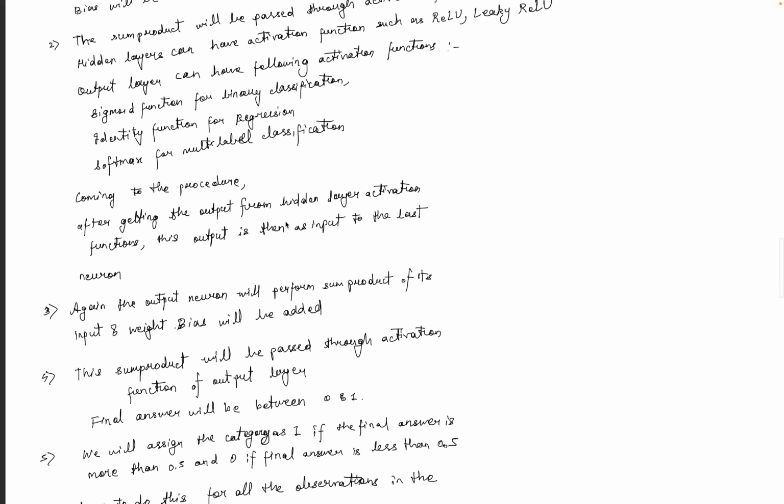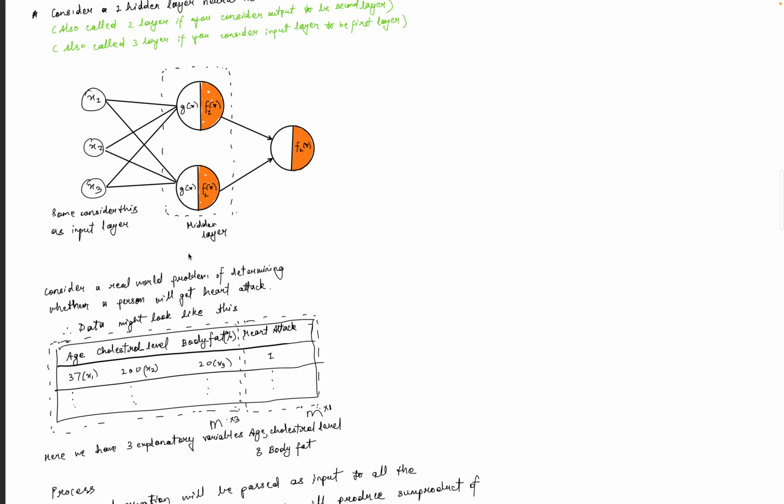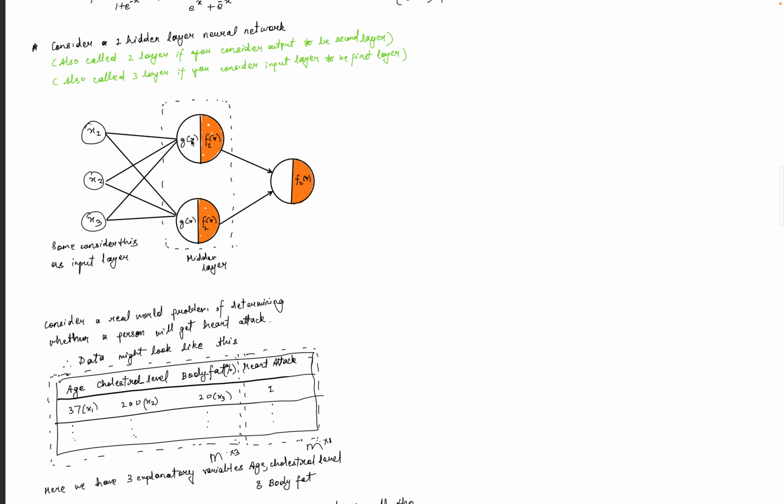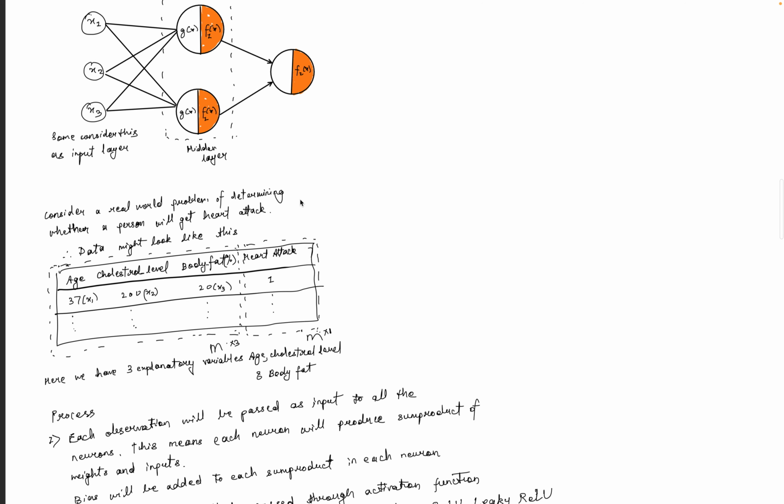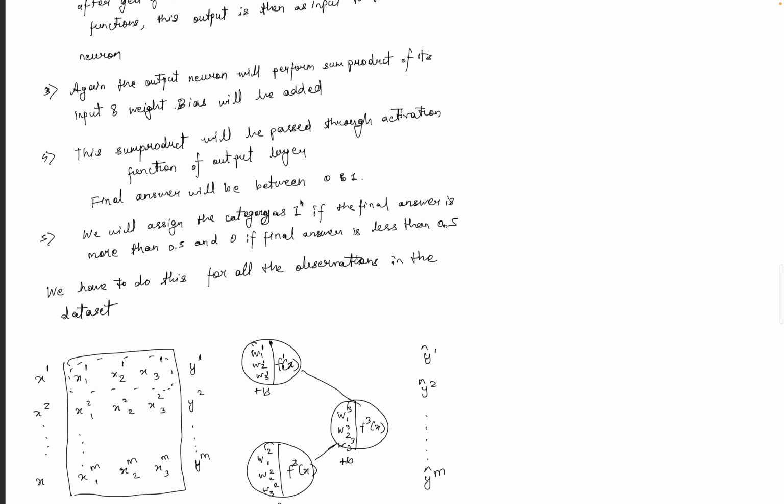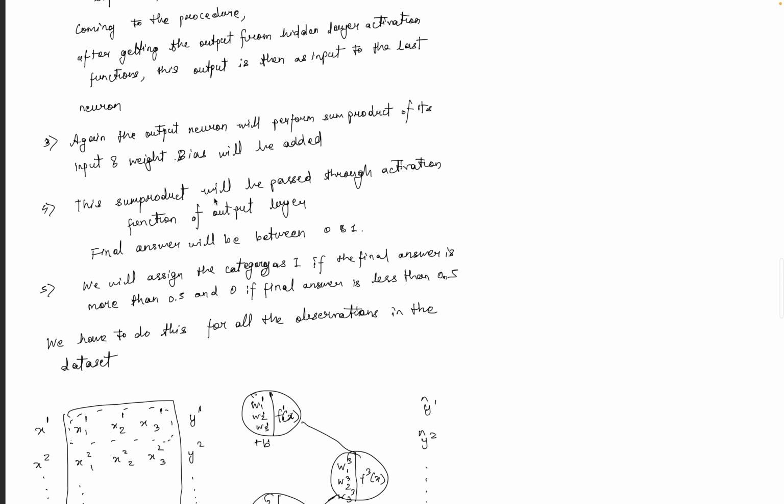Now coming back to the procedure, after getting the output from the hidden layer activation functions, remember this g of x will be a value, and this will get converted into f of x, the output of this function. That output is again passed as input to the output neuron, and again this input will have some weight attached to it, which means the output layer will have two weights for each input. The sum product will be passed through the activation function of the output layer.